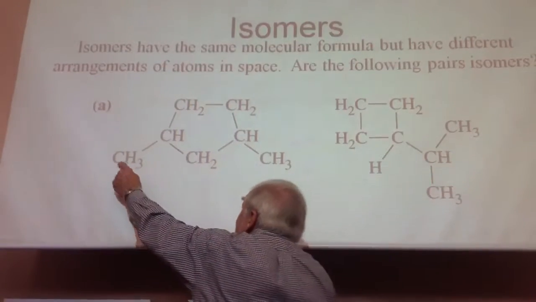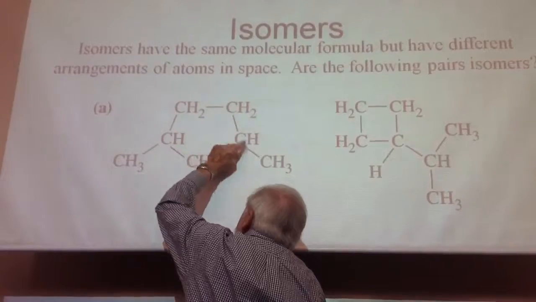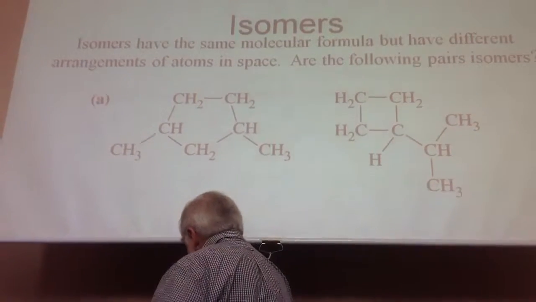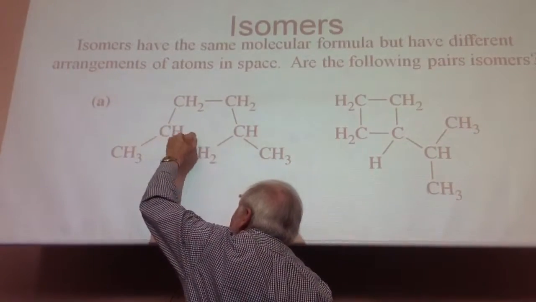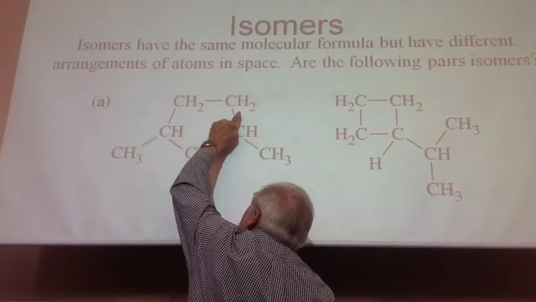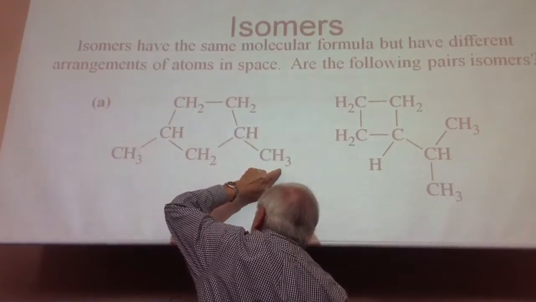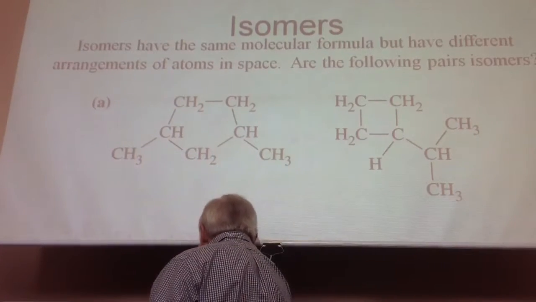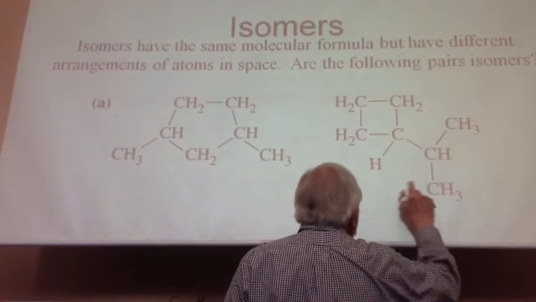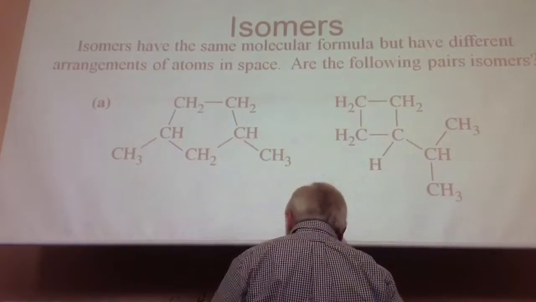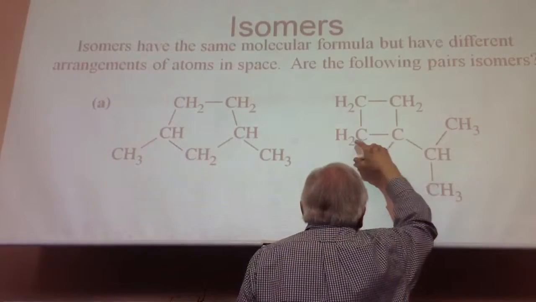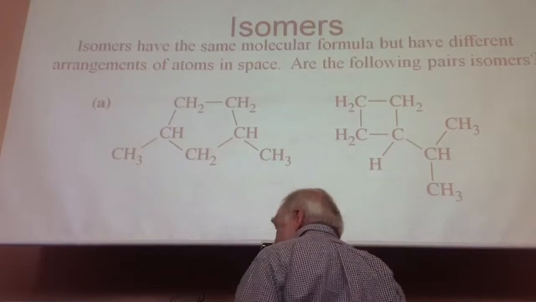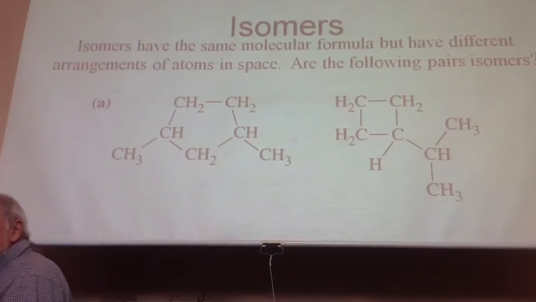So here I see 1, 2, 3, 4, 5, 6, 7, C7. And hydrogens: 3, 4, 6, 8, 10, 11, 14. Now we do the same thing over here. 1, 2, 3, 4, 5, 6, 7, C7. Hydrogens: 3, 4, 7, 8, 10, 12, 14. They both have the same number of carbons and hydrogens. They're isomers. What about the nomenclature?